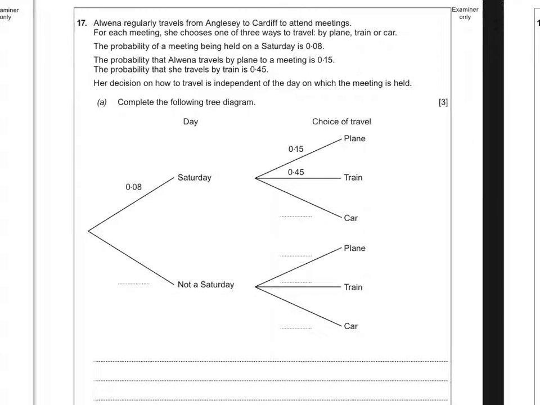So the first thing we need to do, we have 0.08. We need to remember that branches add up to 1. So 1 take away 0.08 would give me 0.92 because those would add to 1. And the same for the choice of travel, 0.15 and 0.45. And then you take that away from 1 and you'll be left with 0.4. And again, I'm going to fill in the same for the branches below. So the chance of travelling by plane, 0.15, train 0.45, and car 0.4.